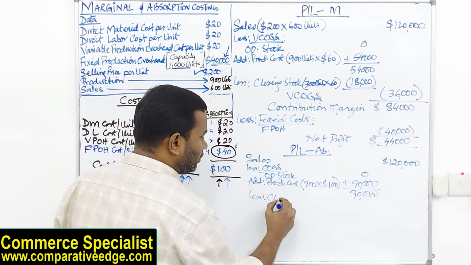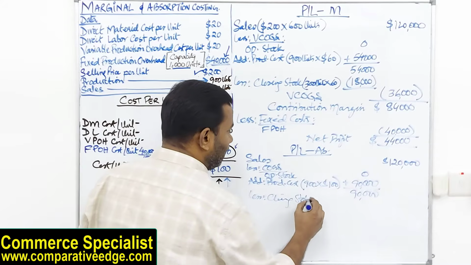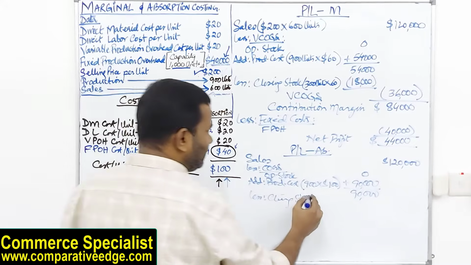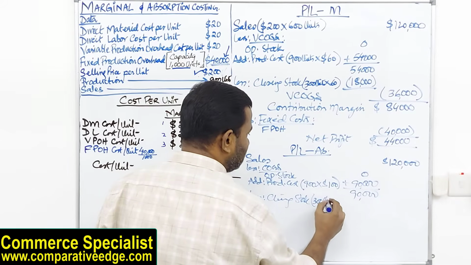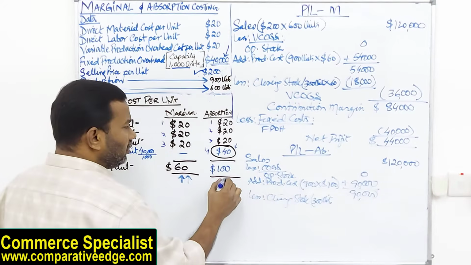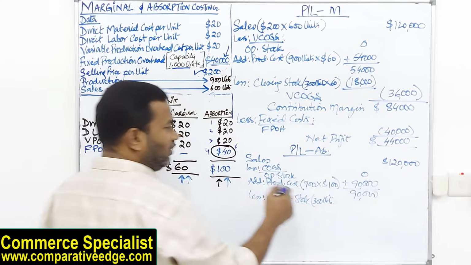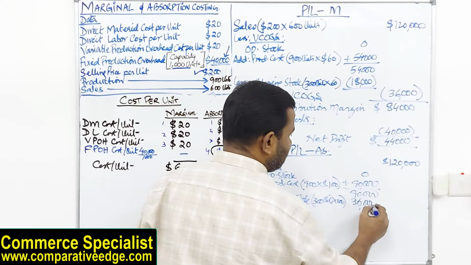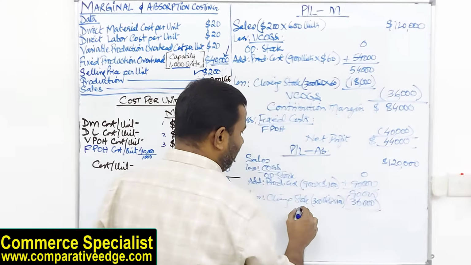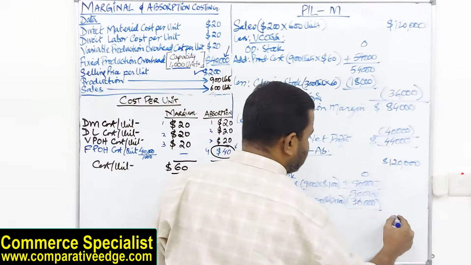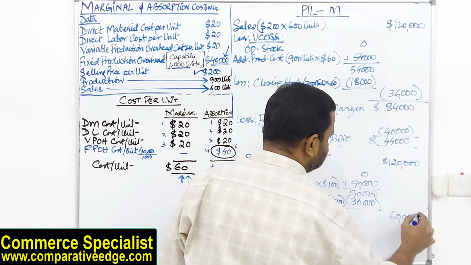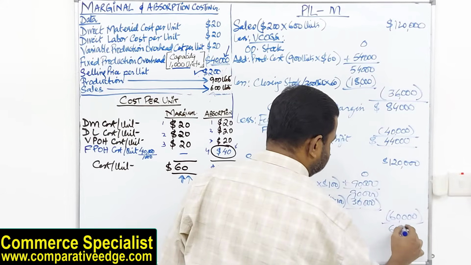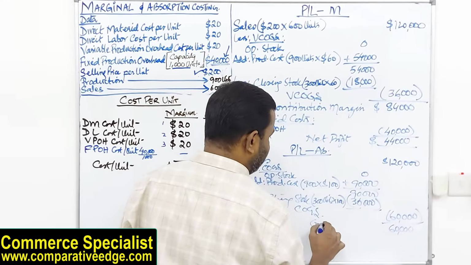Less closing stock. Now here again, closing stock is 300 units, the difference between production and sales. So 300 units into absorption cost per unit, which is 100. So 300 into 100 will give me 30,000. When I subtract 30,000, I will get my cost of goods sold, which is 60,000. I subtract, I get 60,000, which is kind of my gross profit.